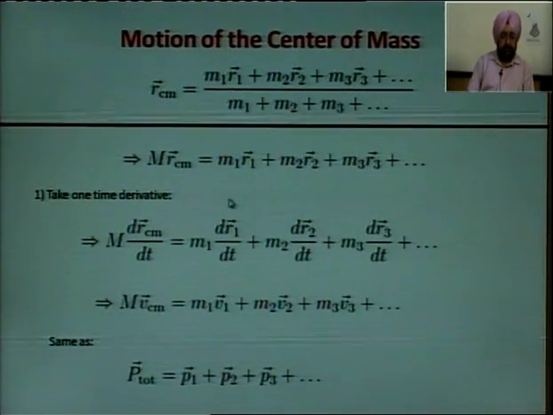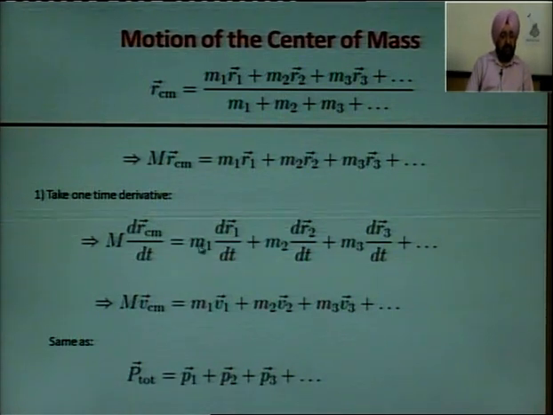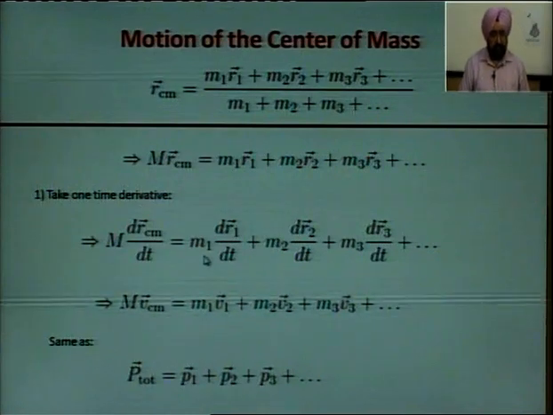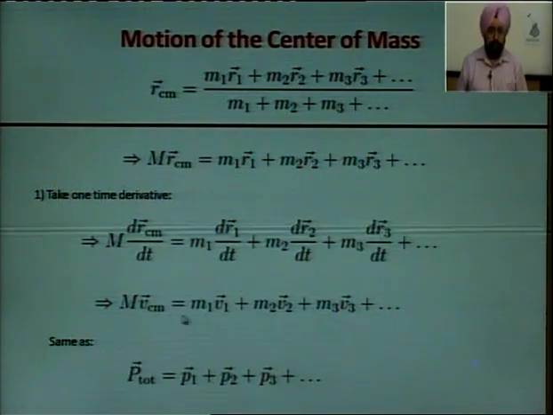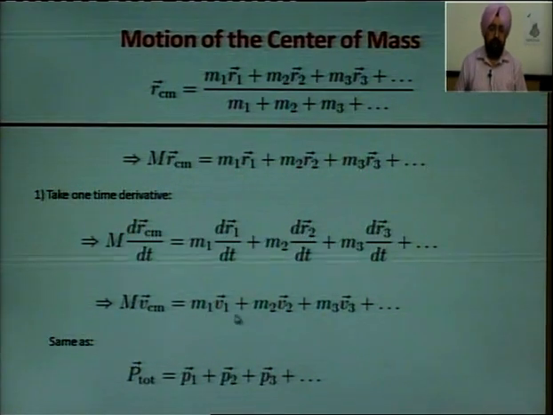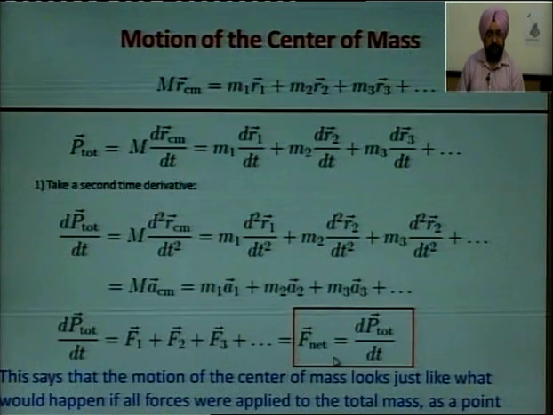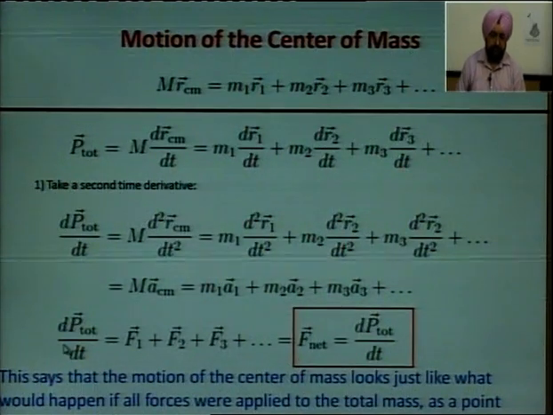Now, the center of mass moves in the same way as the mass particles, that is, the body constituted of the particles moves. So, this is the momentum of the center of mass. This is simply equal to the sum of the momenta of all the particles which constitute the body. Similarly, the force equation remains the same.